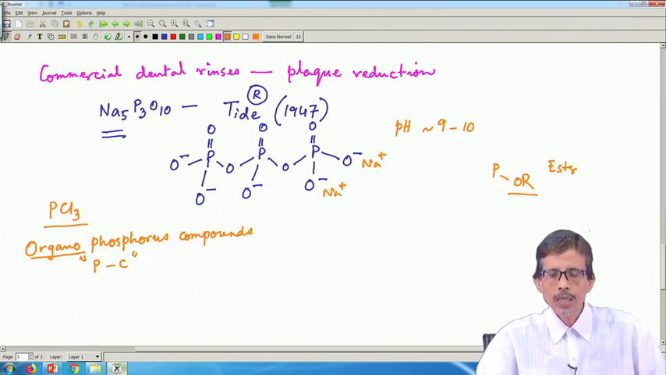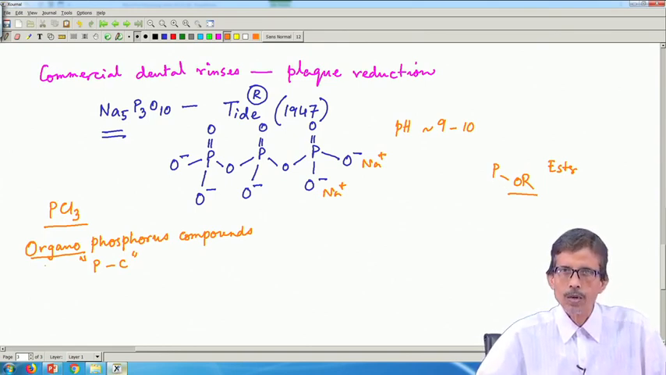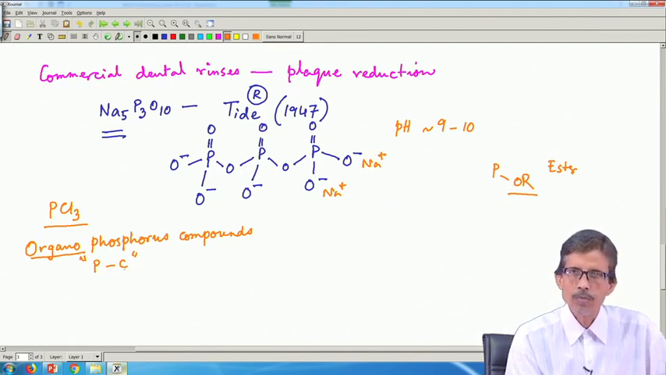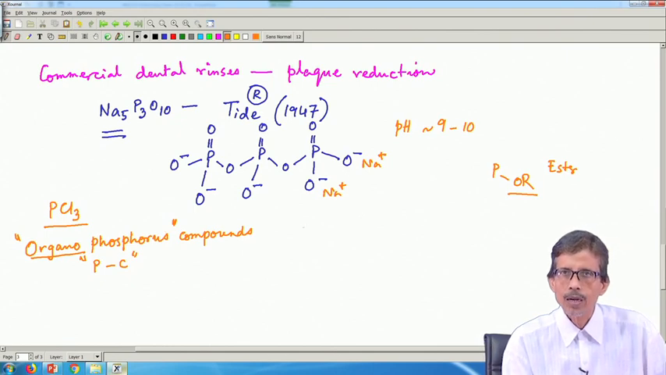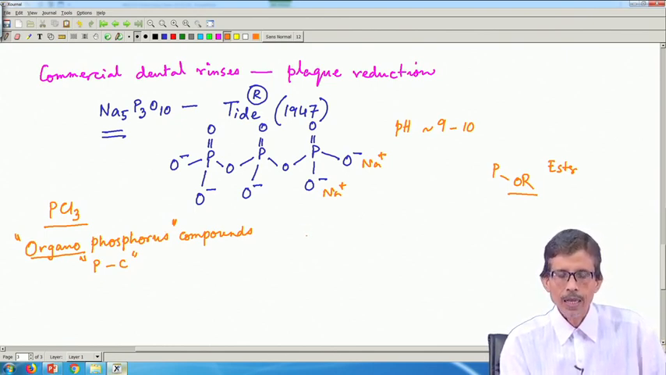Sometimes in a loose fashion, we also consider these as organophosphorus compounds, since an organic part is attached to the phosphorus through oxygen, not a direct phosphorus-carbon bond. Truly speaking, an organophosphorus compound should be like the different organometallic compounds, where you have a direct carbon-to-metal bond. Here you can have the carbon-to-phosphorus bond.